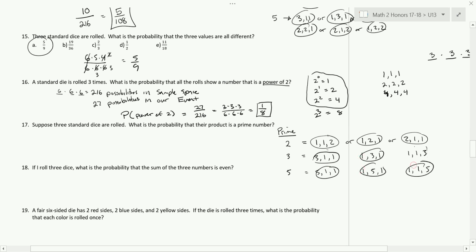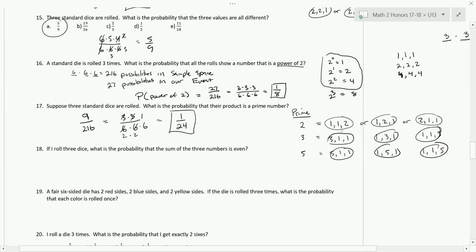9 ways out of 216. And we can reduce that. 9 is 3 times 3. 216 is 6 to the 3rd power. It's going to be 1 over 24. Okay.